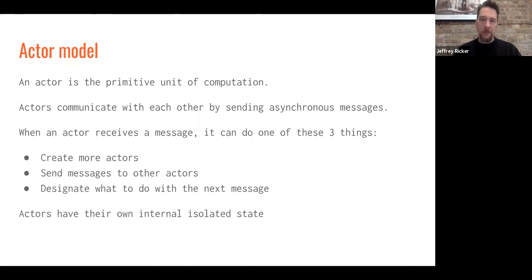So an actor is a primitive unit of computation. It's kind of like an object, right? Where with an object, you're supposed to call the methods to change the state, and the object wraps the state behind those methods. An actor is kind of like that, but instead of calling methods, you send it asynchronous messages into its mailbox, and it responds to those messages in sequence. And it can do one of three things. It can create more actors, it can send messages to other actors, or it can designate what to do with the next message, which means change its internal state.